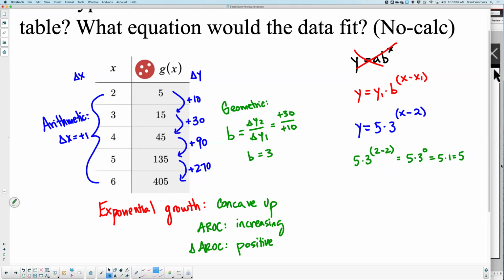Let's try the second one. It would be 5 times 3 raised to the power of 3 minus 2. That would be 5 times 3 to the power of 1. What is 5 times 3? Is that what it's supposed to be? Yeah, those are looking good. So we got our equation there.